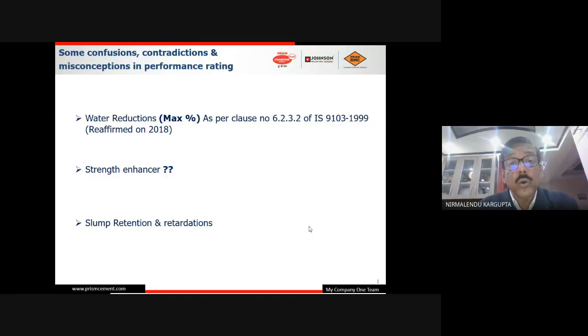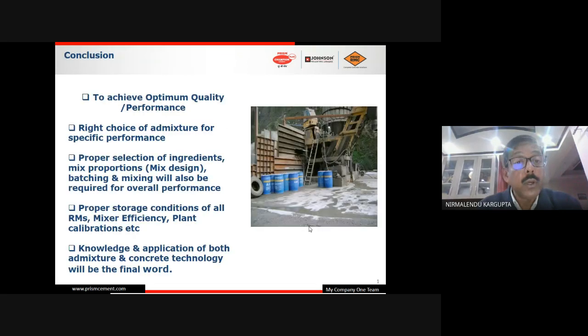So I will not go for this because time is over now. To achieve my last conclusions: right choice of admixture for specific performance, proper selection of ingredients, mix proportions, concrete mix design, proper storage condition, mixer efficiency I told, and knowledge and application of both is actually required.